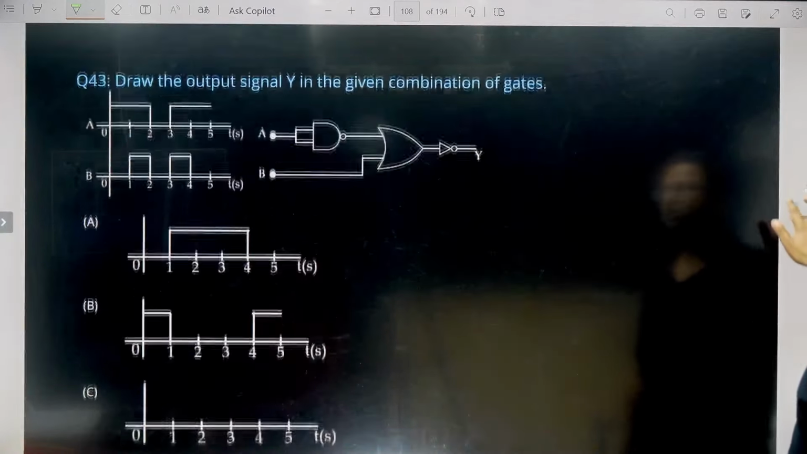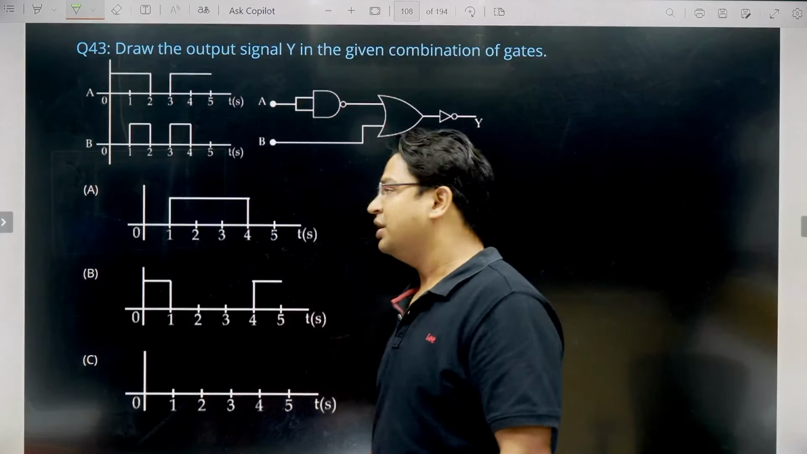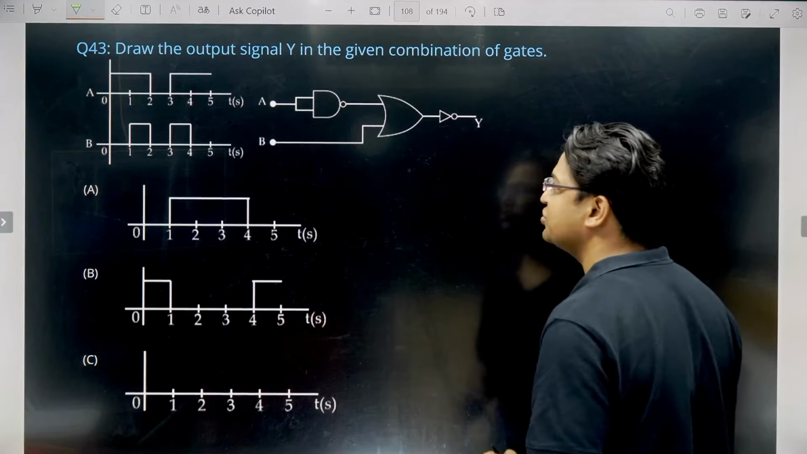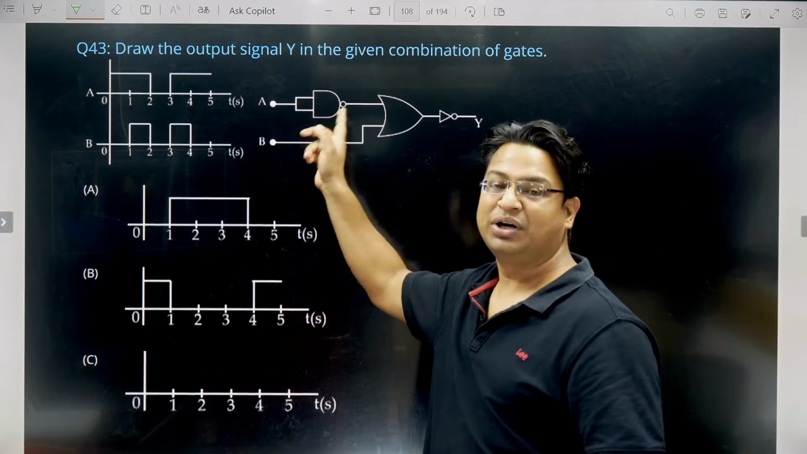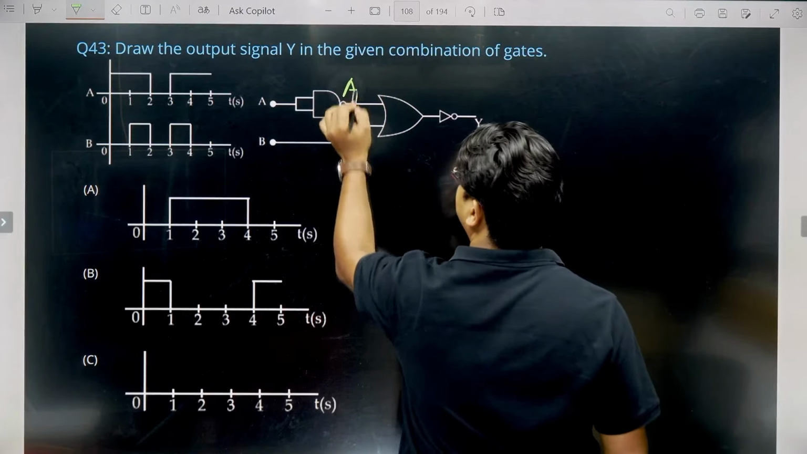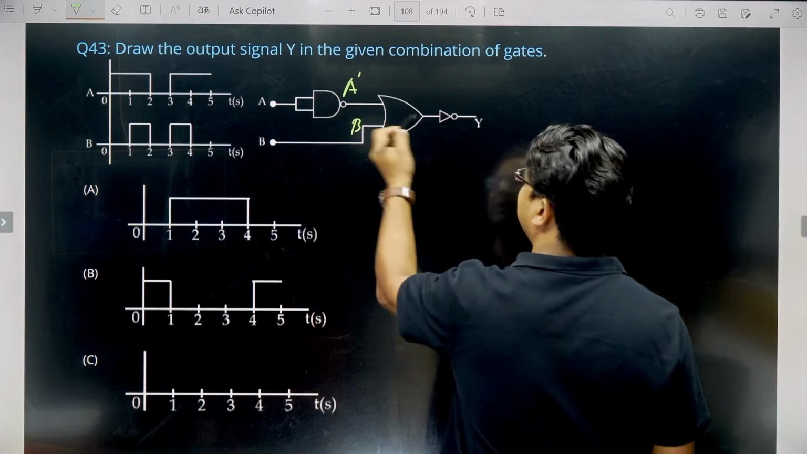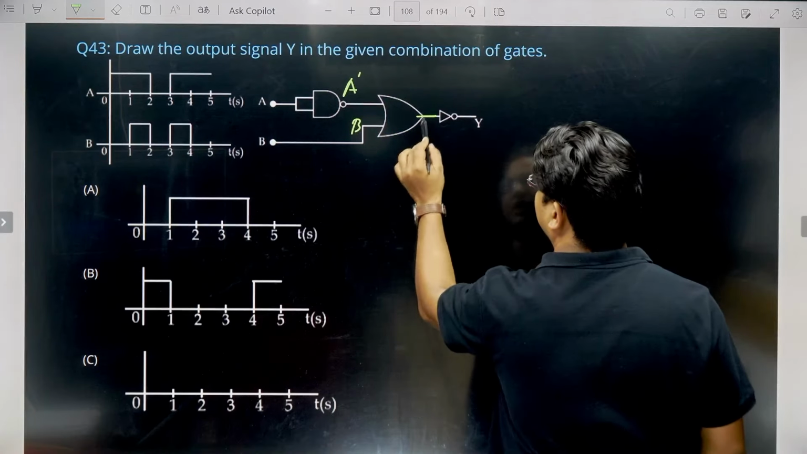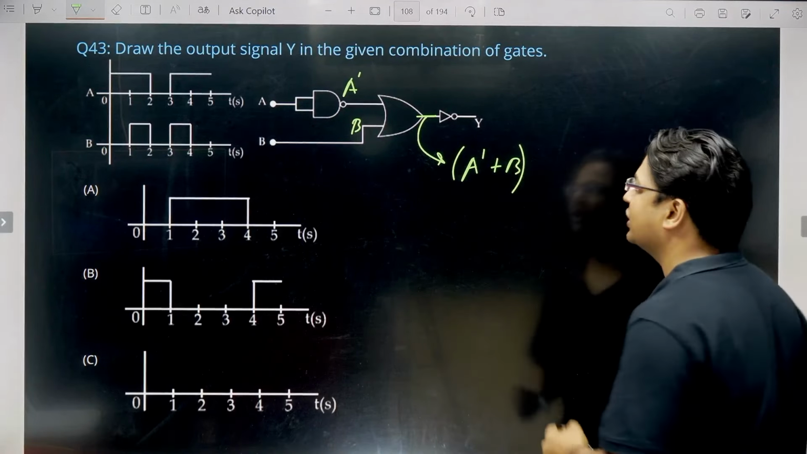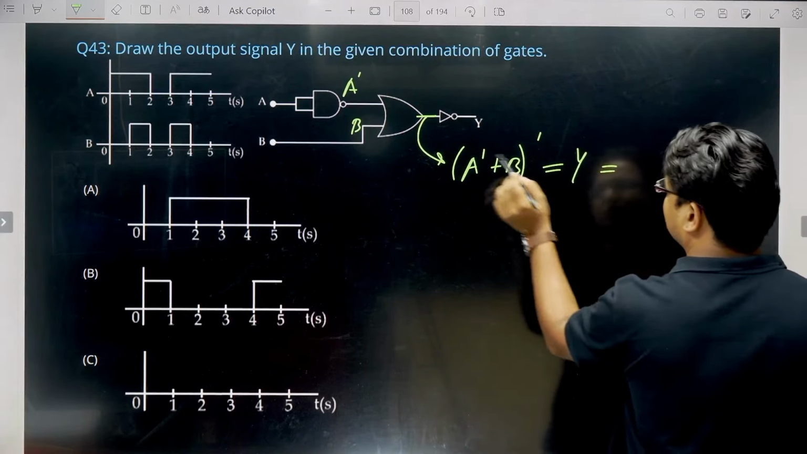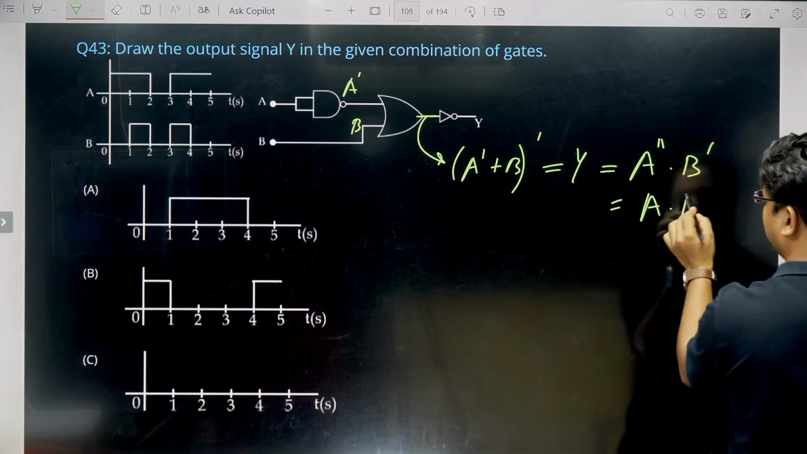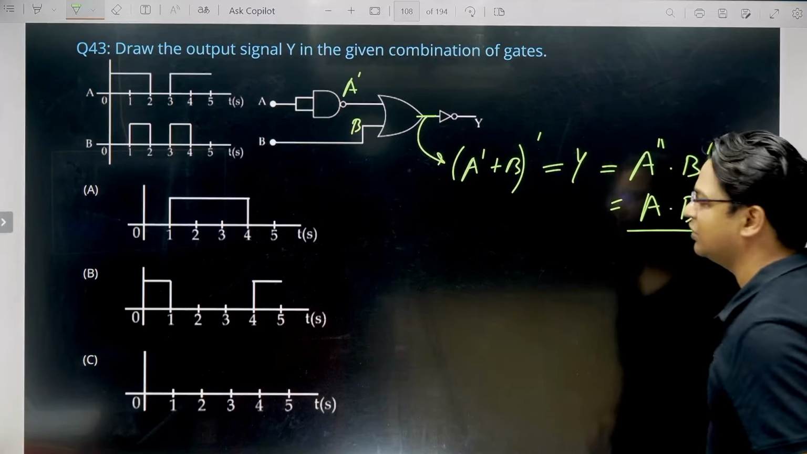Okay, next question number 43, which is based on logic gates. So let's see what this logic circuit tells me. Here NAND gate has been used as a NOT gate. If you give the same input to a NAND gate, it behaves like a NOT gate. So you will get A prime here and then B here. So A prime and B are entering into an OR gate. So the output here would be A prime plus B, and then you pass it into a NOT gate. So the complement of this will become Y. So this becomes A double prime dot B prime, which is the same as A dot B prime. So using this, I first solve for the formula.